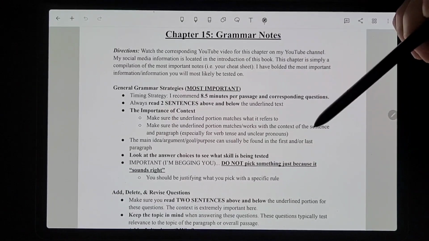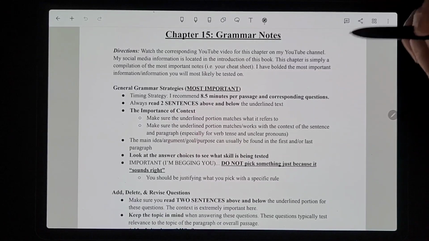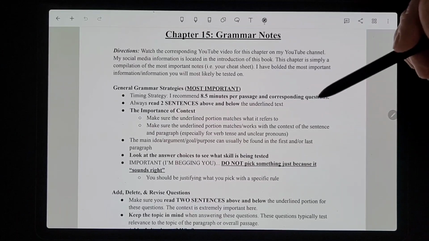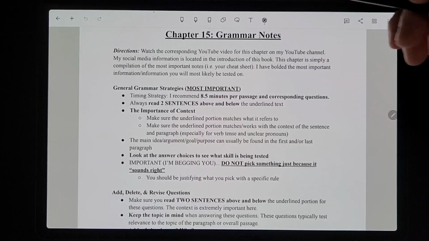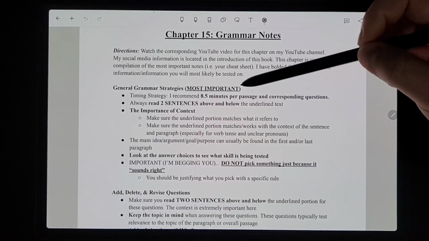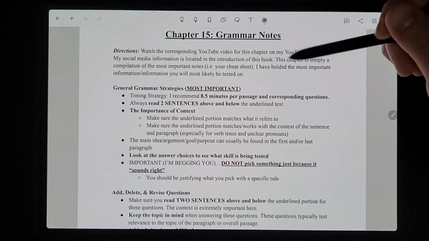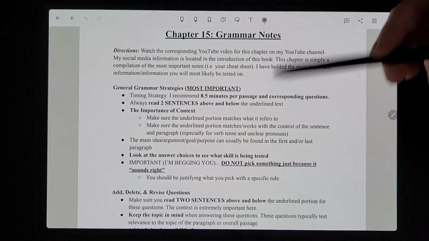Read two sentences above and below. That's just because it applies to so many different grammar rules that I would just do it all the time, because 99% of students can't determine when is the best time to read two sentences above and below and when is not. So if you just do it throughout and get used to that, then you're covered on all bases instead of having to learn a bazillion different rules about when to do it and when not to do it. It applies to so many different grammar rules that you should just do it.